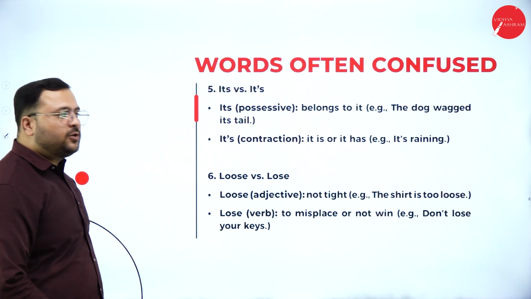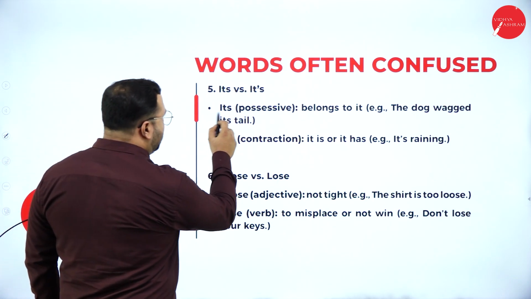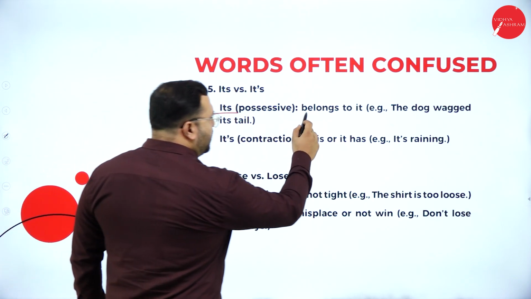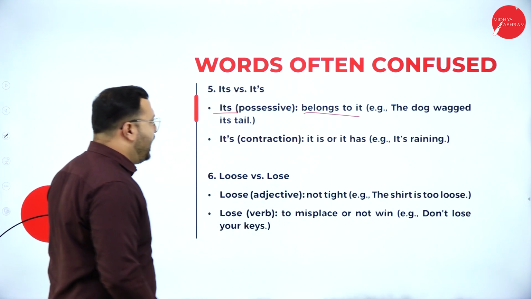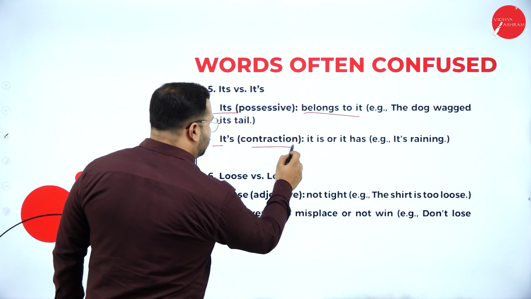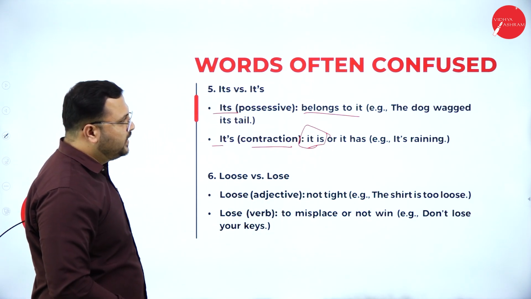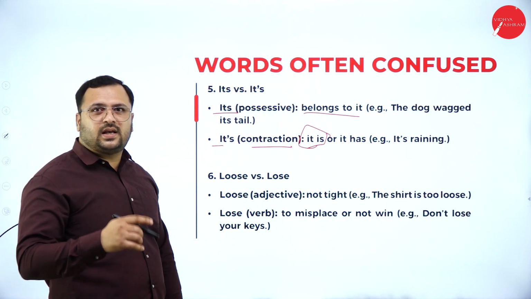Fifth one, its versus it's. So its is again possessive. It belongs to. The dog wagged its tail. Now it's is a contraction, that means short form of it is or it has. Example, it's raining, that means it is raining.